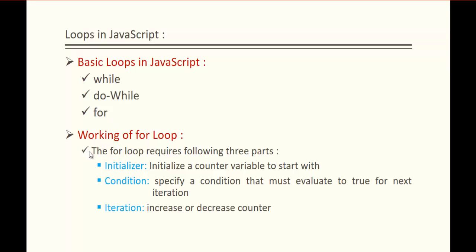Keep in mind the for loop requires the following three parts: initializer, condition, and iteration. The initializer initializes a counter variable to start with. The condition must evaluate to true for the next iteration. And the iteration increases or decreases the counter.